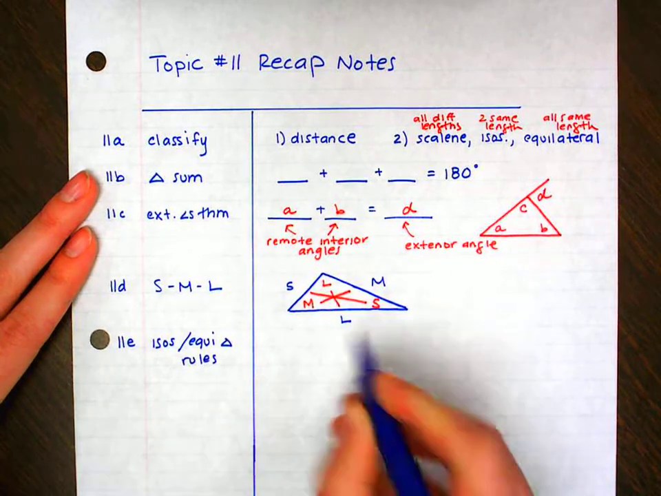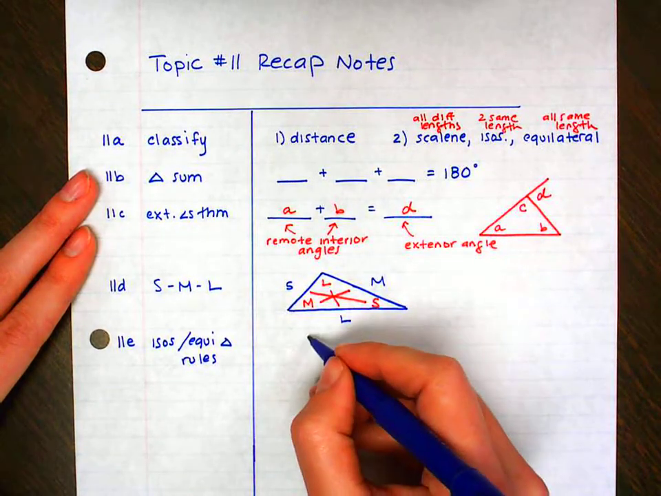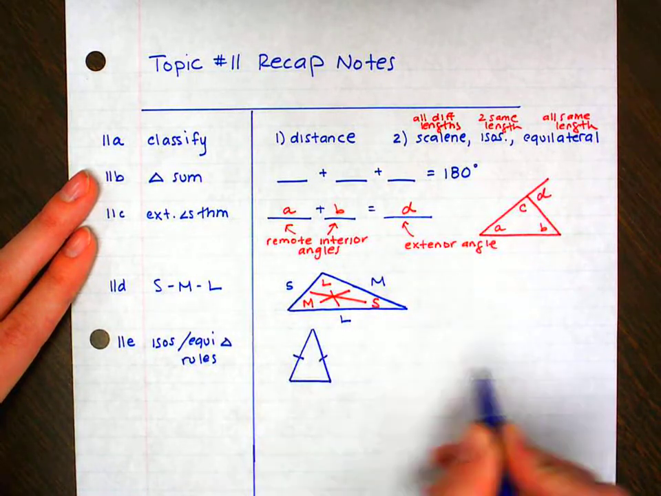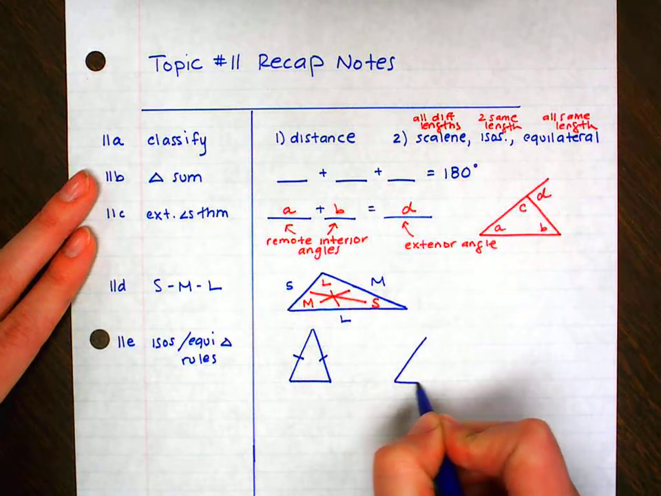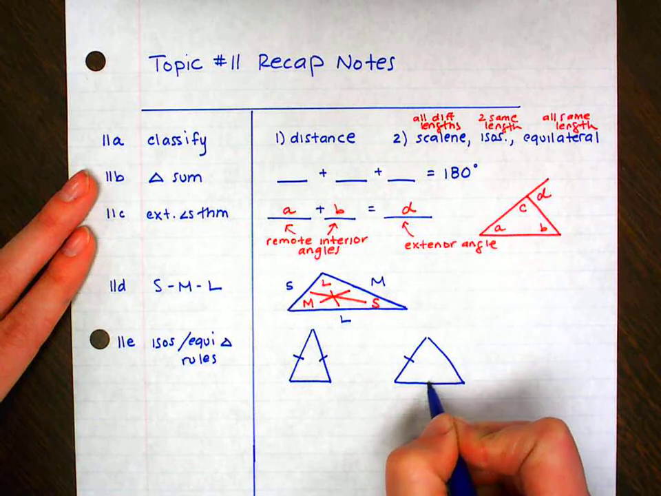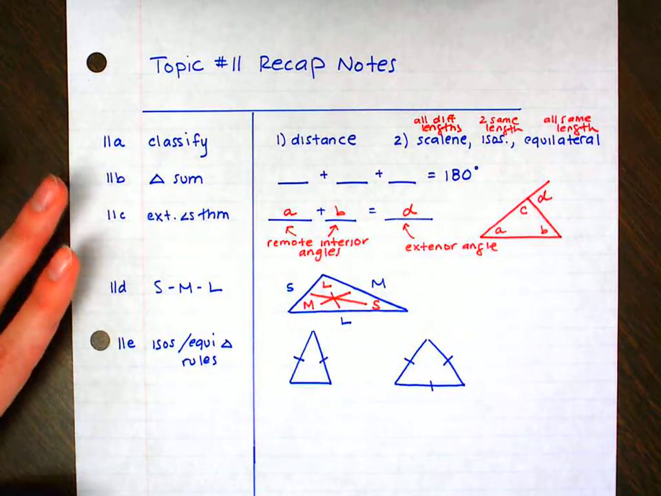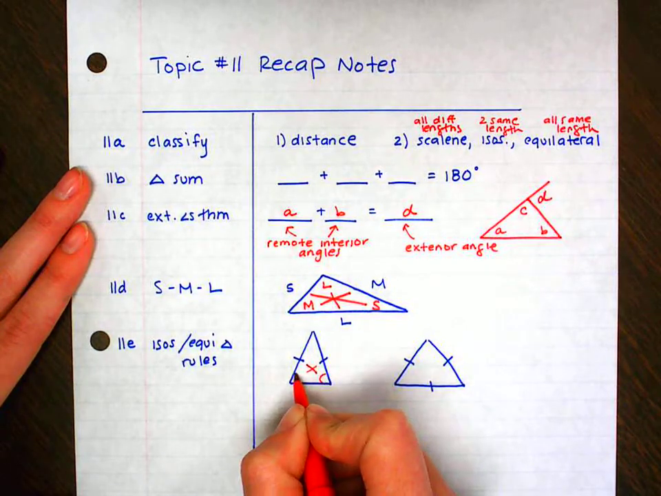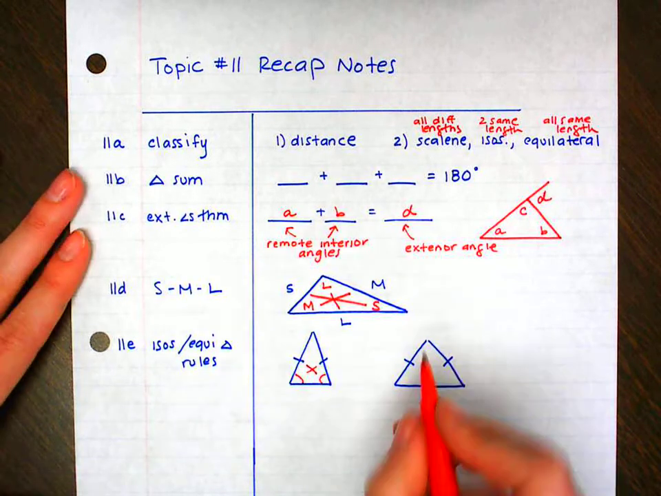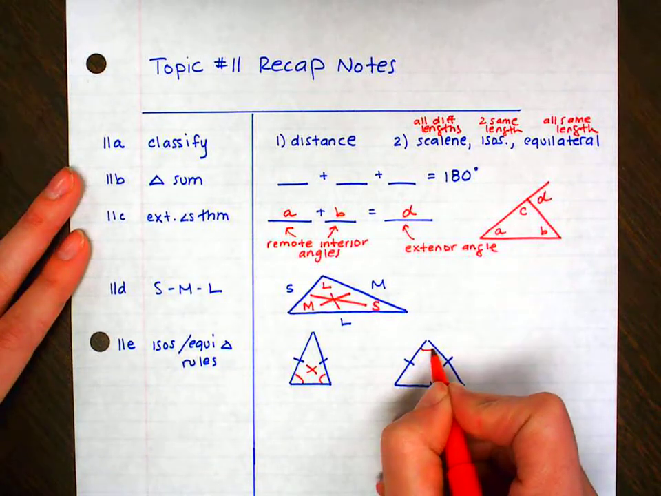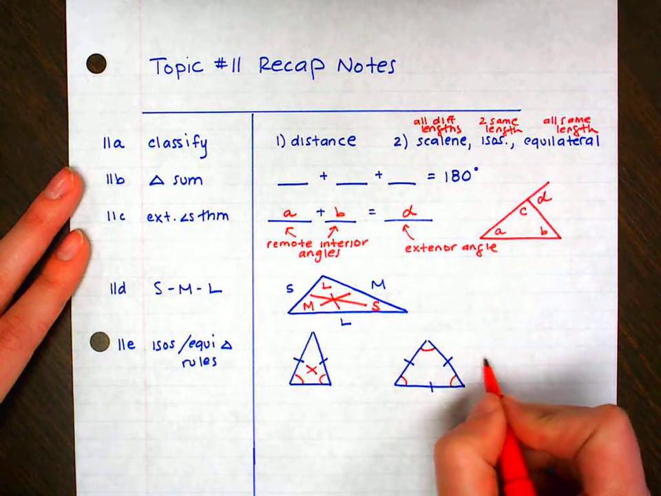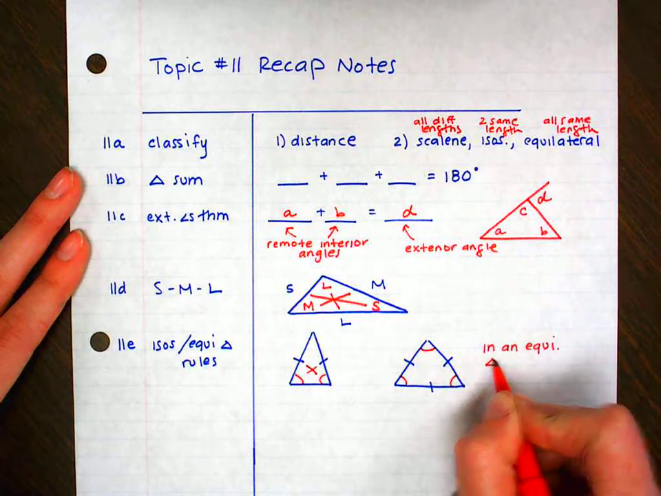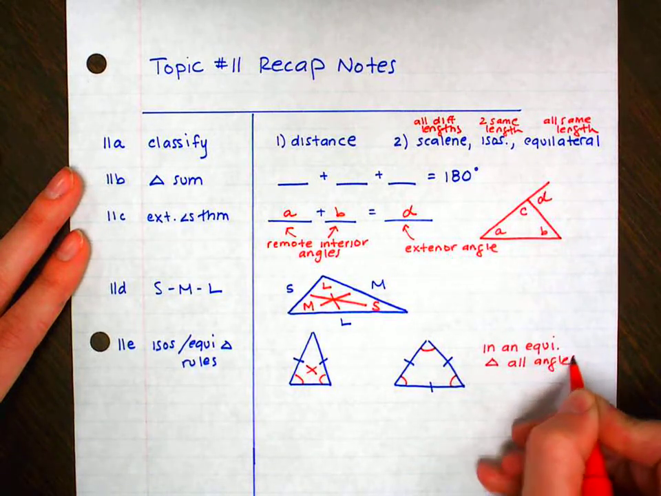Okay. So let me start by drawing an isosceles triangle. And an equilateral triangle. If two sides are the same, it's an isosceles triangle, the angles opposite them will also be congruent. If all three sides are the same, then all three angles will be the same. In this case, in an equilateral triangle, all angles measure 60 degrees.